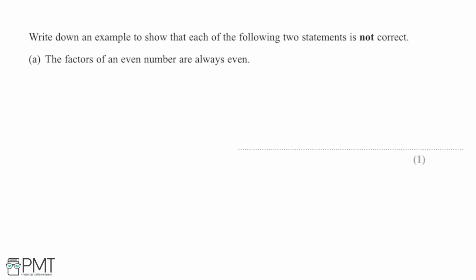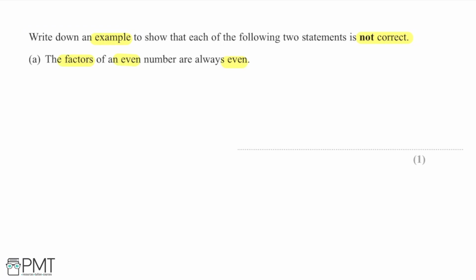So here I'm asked to write down an example to show that each of the following two statements is not correct. And then the first statement here is that the factors of an even number are always even. So we're basically looking for an example that's going to disprove this. We're looking for an even number whose factors are not all even.